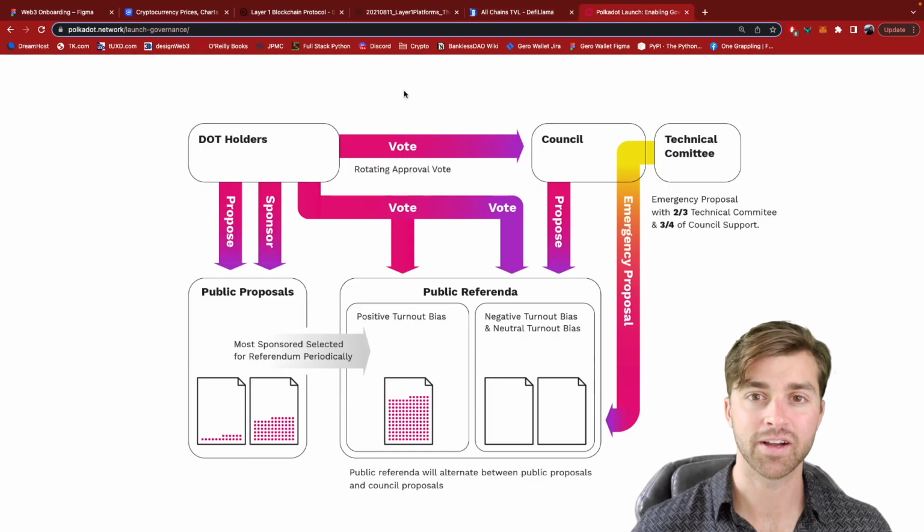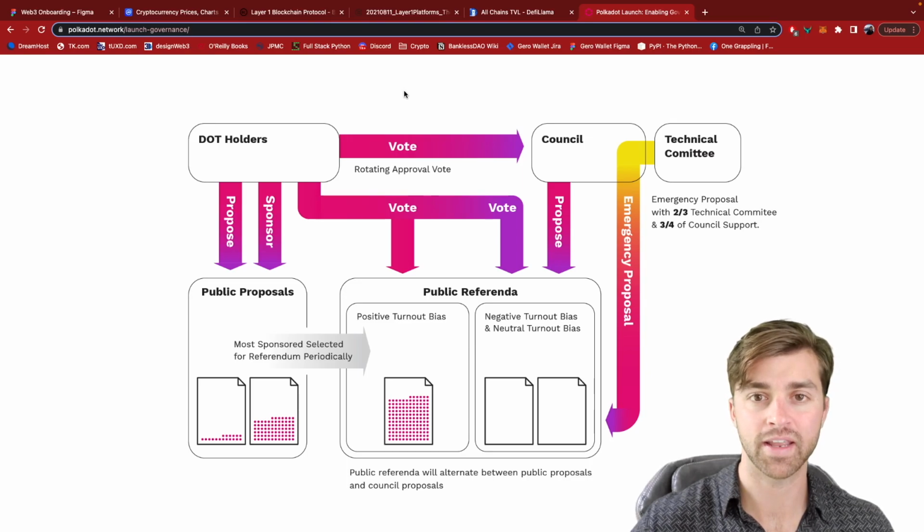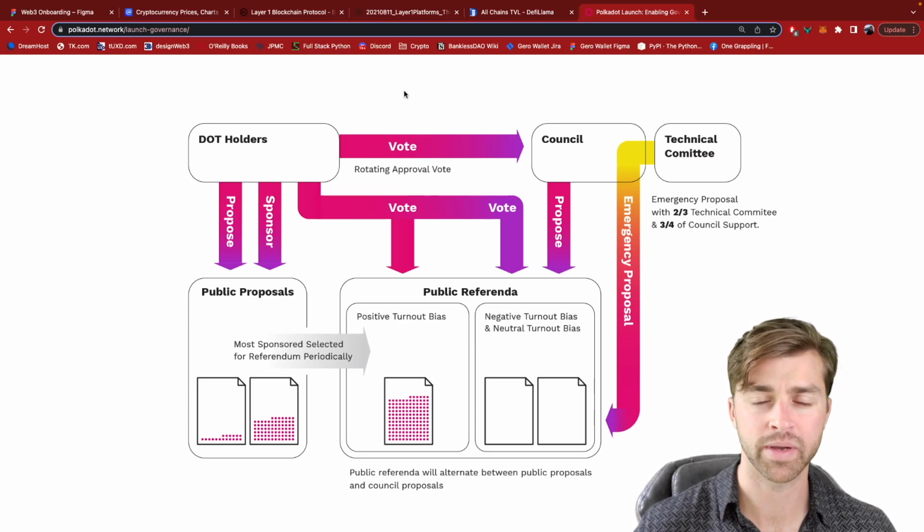The next thing to talk about is the blockchain's native cryptocurrency. So we can talk about what is its supply schedule.